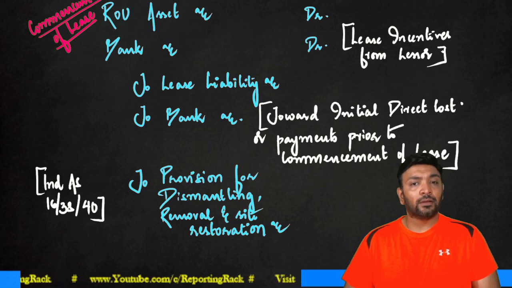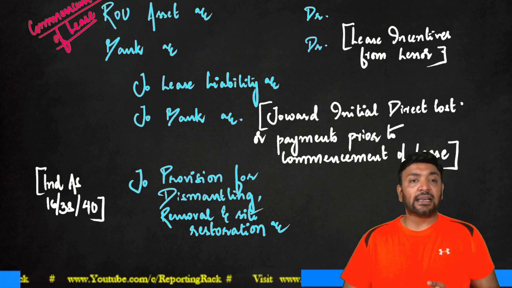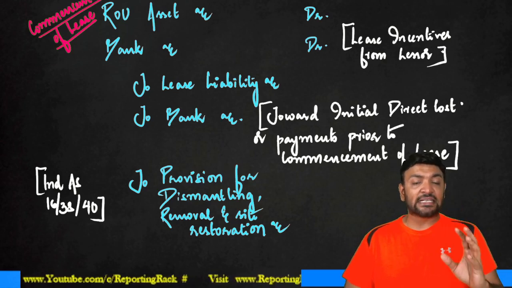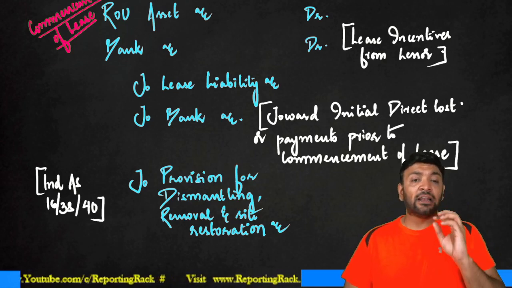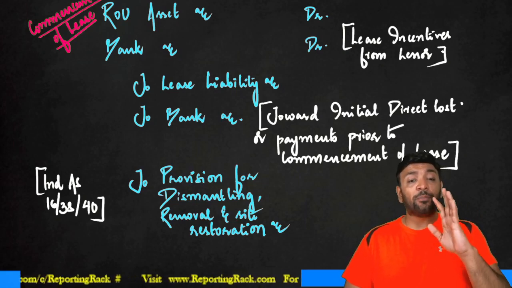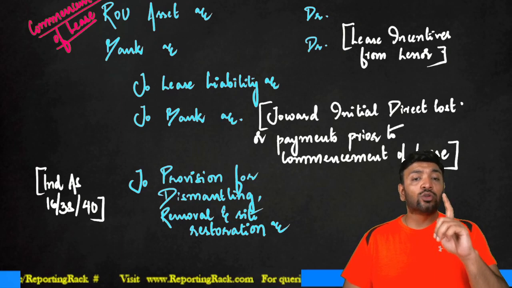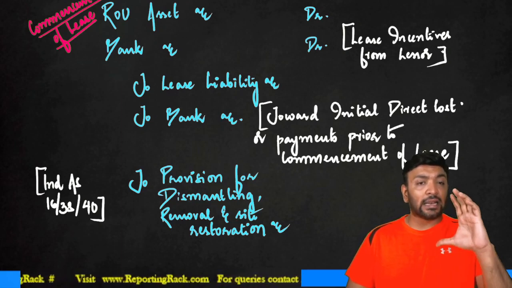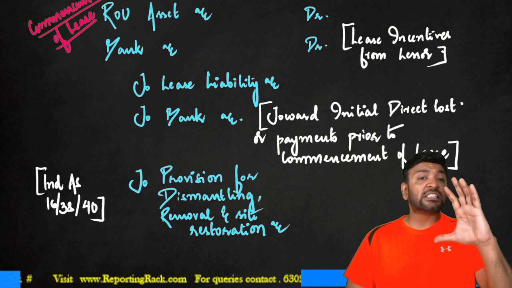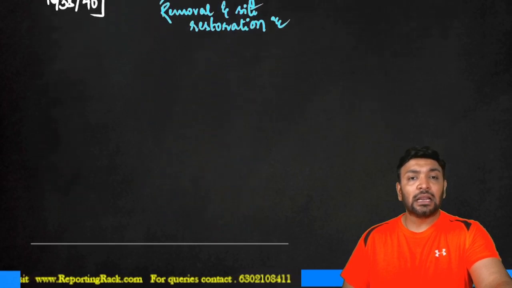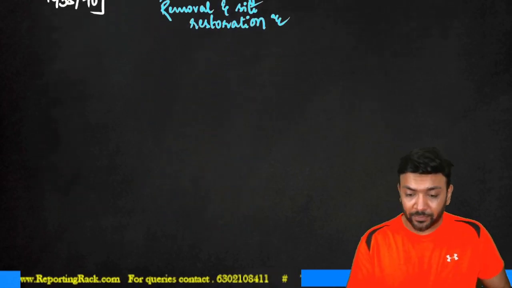Fine. If you are done with this entry, ROU asset account debit, bank account debit for lease incentive, to the value of lease liability, to bank for initial direct cost or payments made prior to the commencement of lease, to the provision for dismantling, removal and site restoration. This total entry is to be recognized in the books of the lessee on the date of commencement of lease. Let's try to understand with the help of an example.